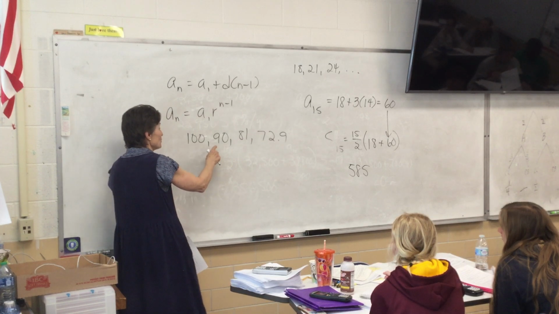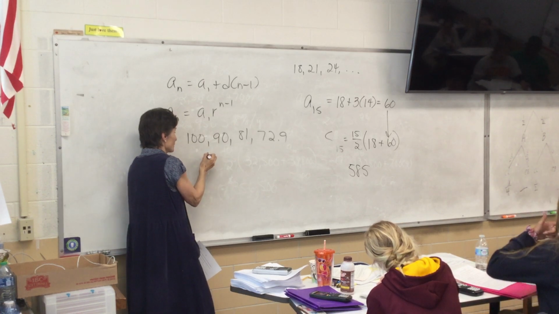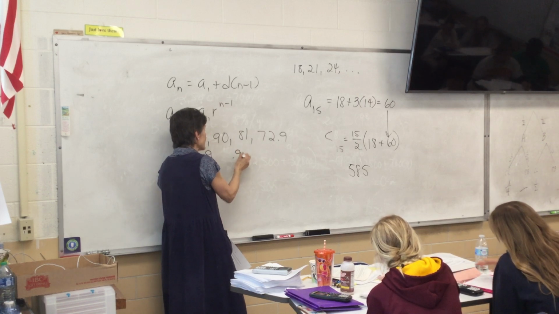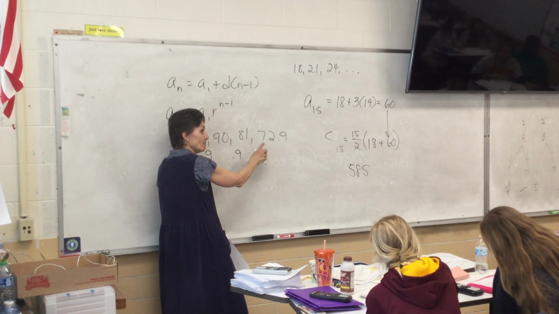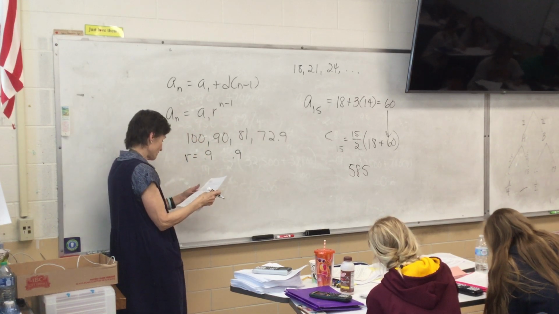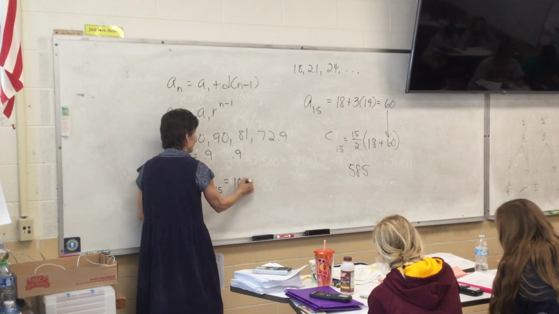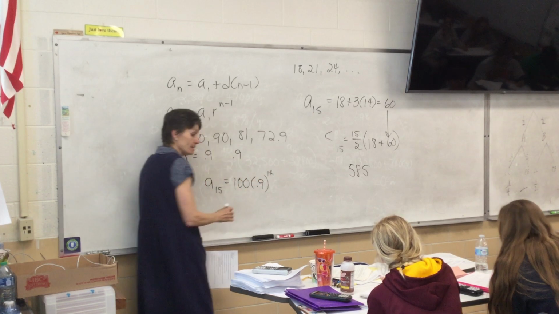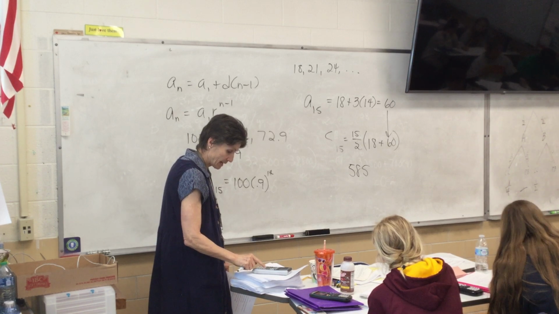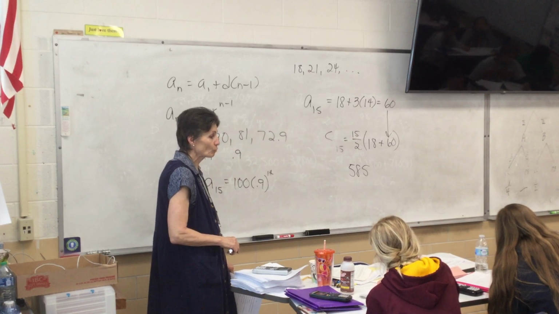Exactly. So I'm going to do 90 divided by 100. What's 90 divided by 100? 0.9. What's 81 divided by 90? 0.9. So doesn't it look like I'm multiplying by 0.9? So my ratio is 0.9. So the 15th term would be the first term times 0.9 to the 14th. Abby, does that make sense to you? Yeah. All right. And I just typed that into my calculator, and it's 22.88, roughly.